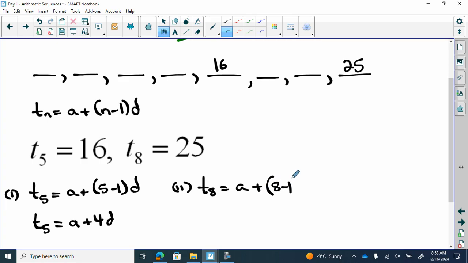8 minus 1 times D. That's a common mistake. People say 25 minus 1. I'll show you in a minute what I'm going to do with that 25 and what I'm going to do with the 16, because they do have a part to play. But it's the eighth term, n is 8. So it would say T8 equals A plus 7D.